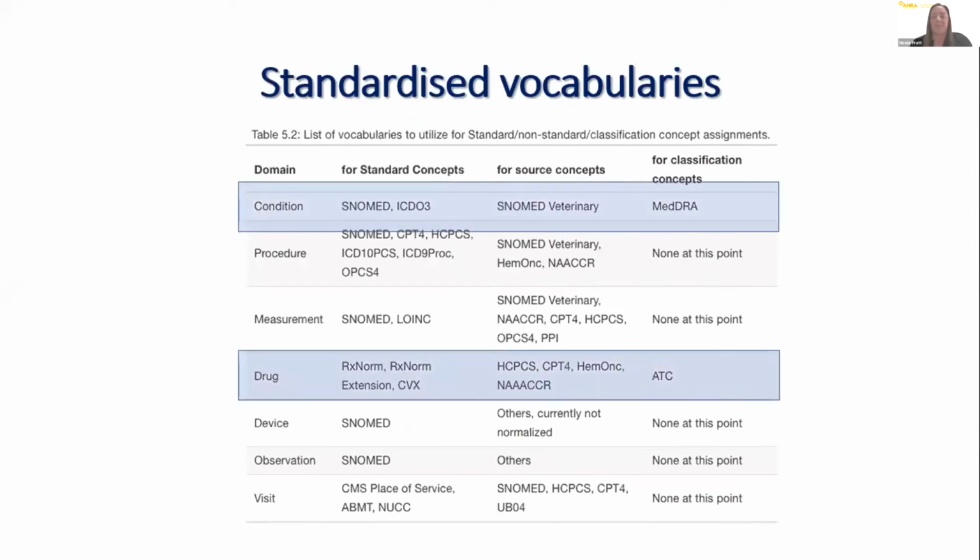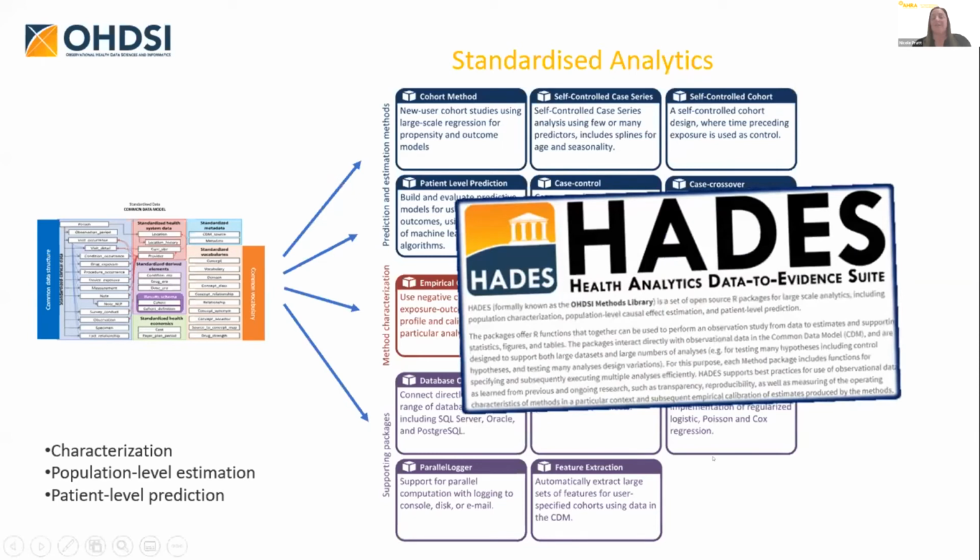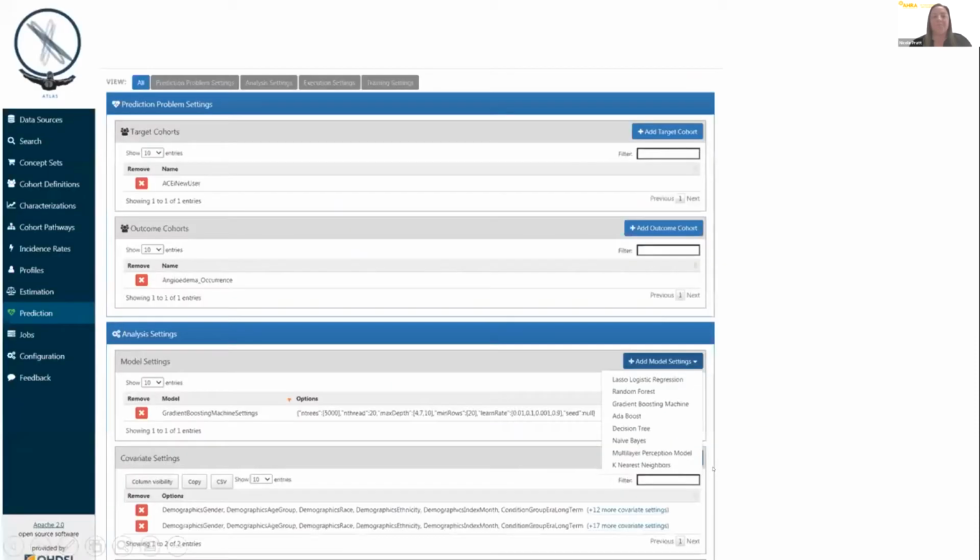For conditions, the vocabulary is the SNOMED codes. So we have data analytics that can now be run against the OMOP common data model, do standard analytics, and also have a network around how to build those evidence generation tools, those standard analytics in an evidence suite.